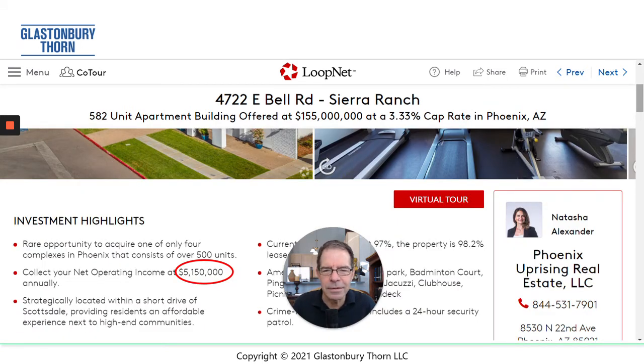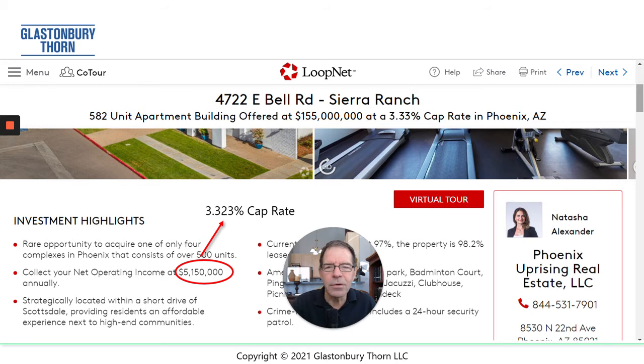5.150 million. Natasha, if it is 5.150 million, then in reality, the cap rate, my dear, is 3.323, not 3.33. Buyer beware. But anyway, that's how the cap rate is calculated. And so, with that as background, let's talk now about notes.